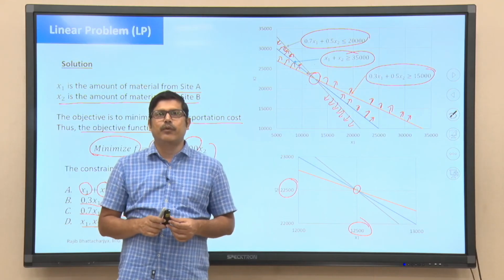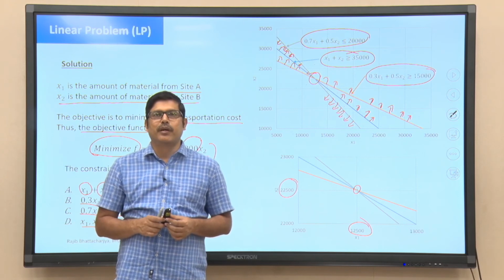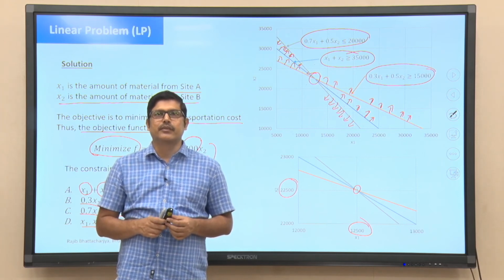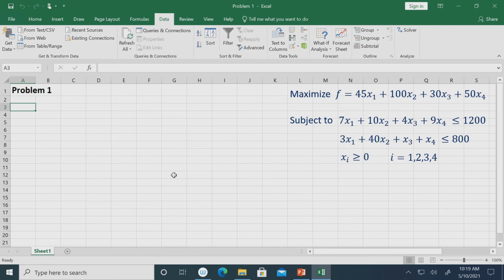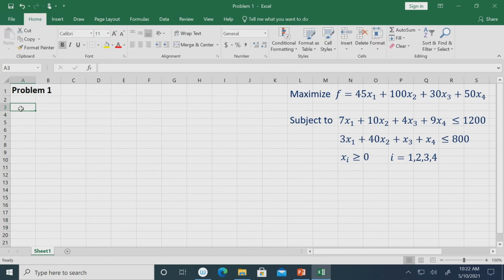Now, let us see how we can solve this problem using Excel solver. So, let us solve problem 1. That is a maximization type problem. The objective function is f equal to 45 x1 plus 100 x2 plus 30 x3 plus 50 x4, and we have 2 constraints. Okay. To start the problem, let us define the variables first.